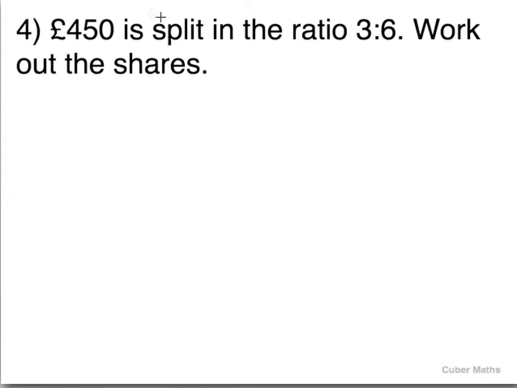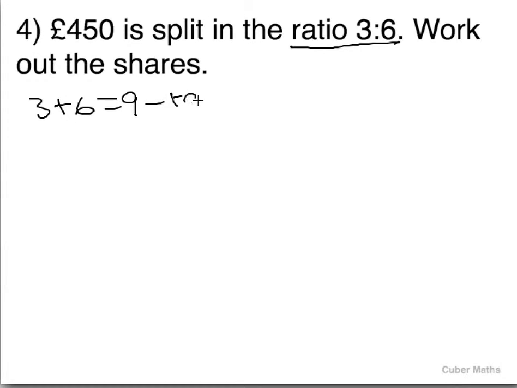So here we have our fourth problem. And it says £450 is split in the ratio of 3 to 6. Work out the shares. So just like before, we're going to underline our ratio 3 to 6. And we need to work out the total amount of shares. So what we're going to do is 3 plus 6. That's going to give us 9.